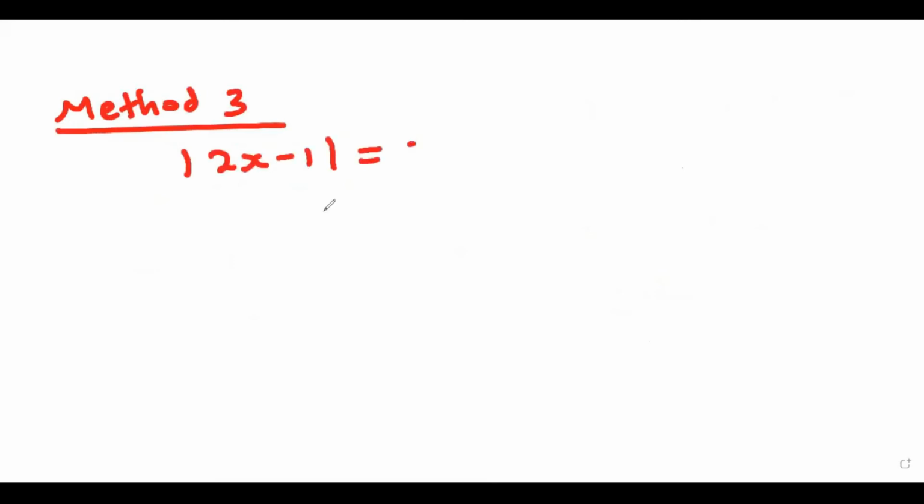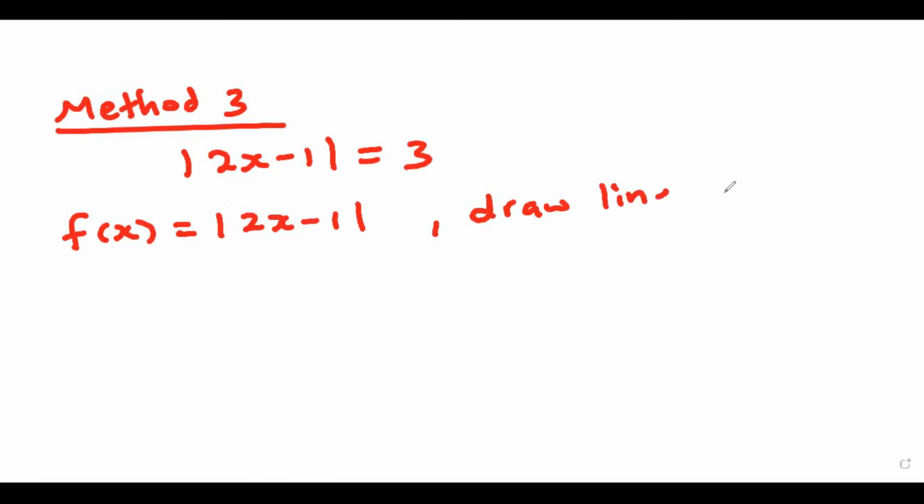Method 3 would be using the graph. So again, you can write the question 2x minus 1 equal to 3. With this, you're going to let f of x be equal to what is inside the modulus. So it would be this part here. And you draw a line at y is equal to 3. So you're saying that y is equal to both parts of this equation.